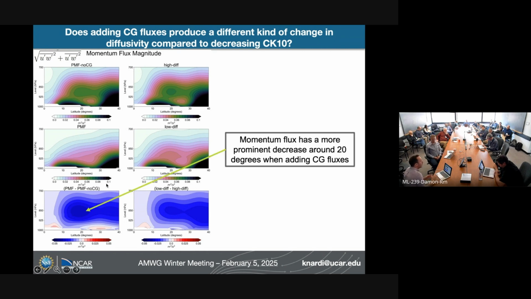And what we want to note here is that momentum flux has a more prominent decrease around 20 degrees when adding counter gradient fluxes compared to when we just reduce CK10. So again, getting to the point that there is a bit of a spatial variability in the reduction in momentum flux when we add counter gradient fluxes versus just changing CK10.